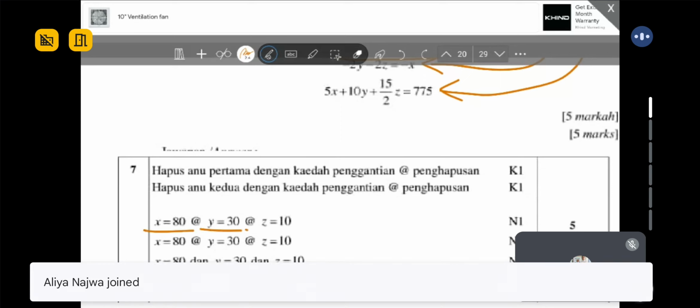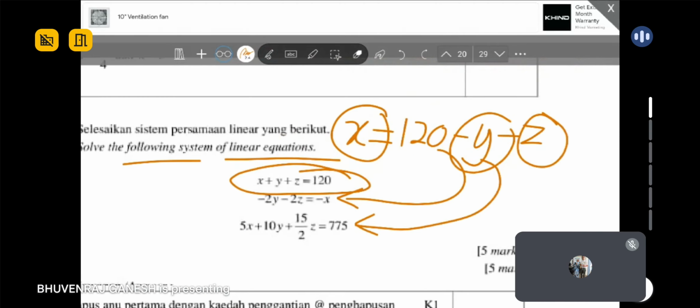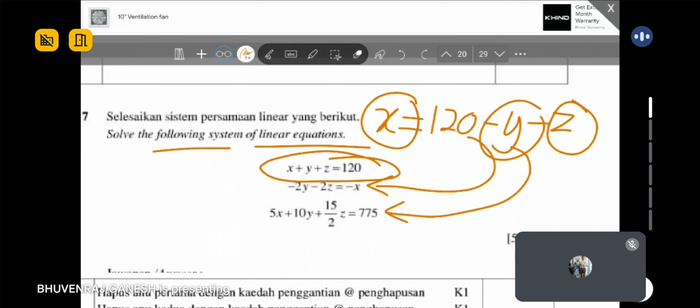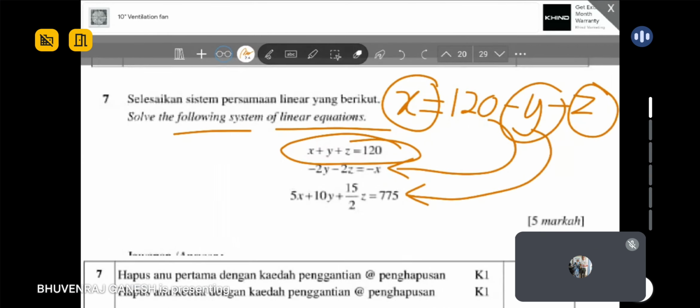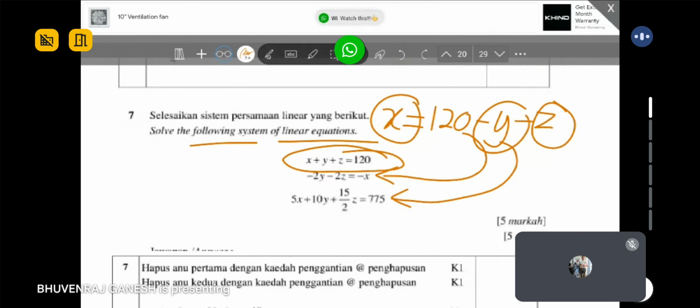As long as you get these 3 answers, dapat saja 3 jawapan ni. Okay, any problem guys? So this is my approach lah. Ini cara saya tackle soalan ni. So langkah dia kat tengah-tengah, saya rasa kamu boleh buat lah. Okay, algebra biasa saja.